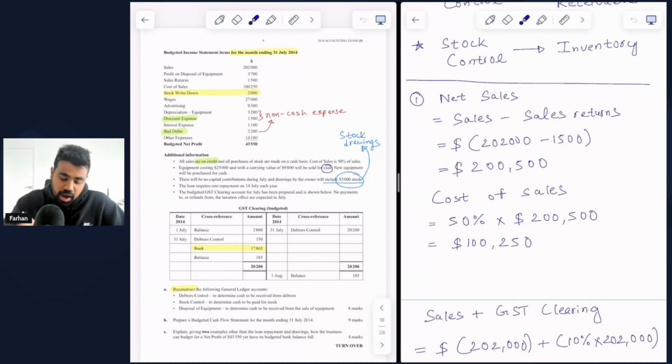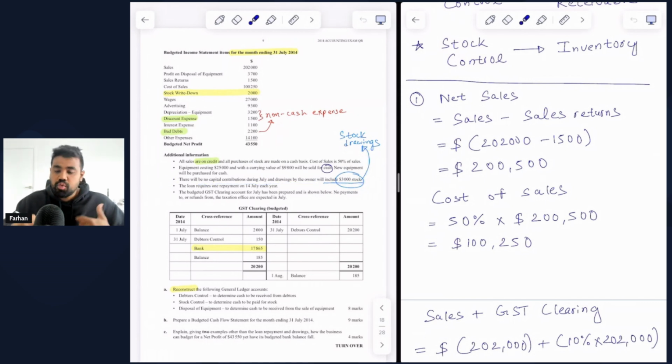So you have to read the entire question, and you can see here and there you have some complications that are involved. The third additional information says that there will be no capital contributions during July, and drawings by the owner will include $3,000 in stock. So immediately when you see very important information, make sure you circle or highlight it and know straight away what to do with it. So stock drawings of $3,000.